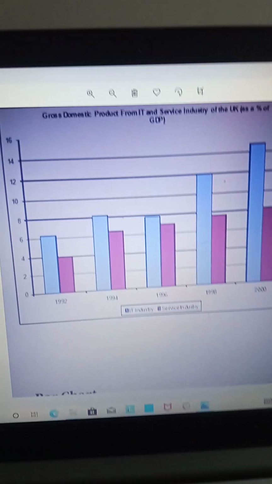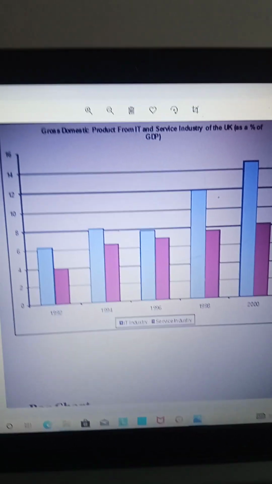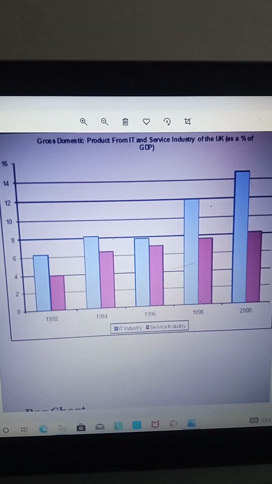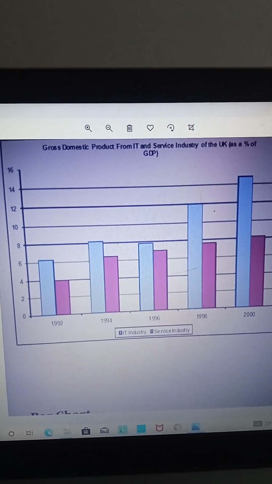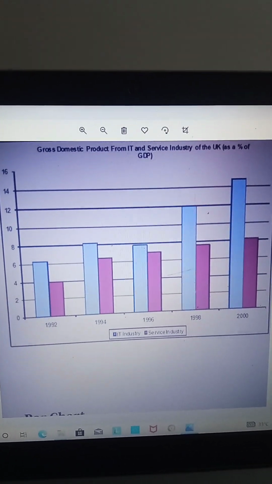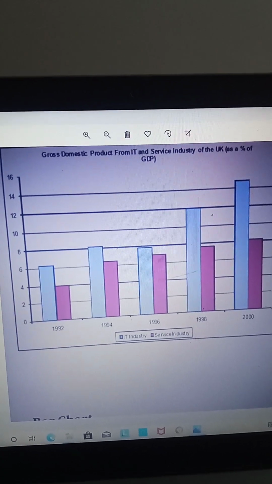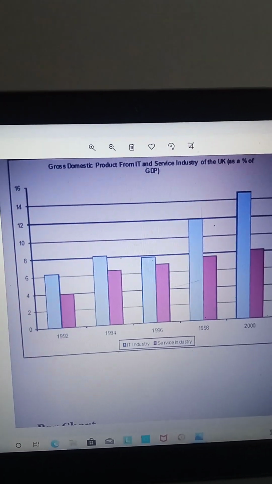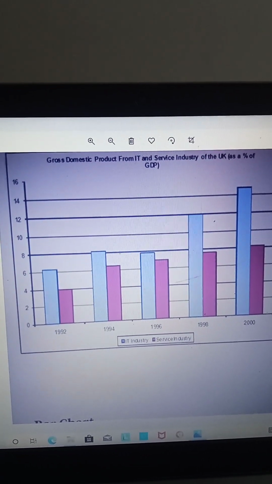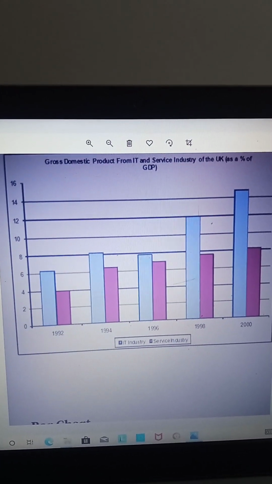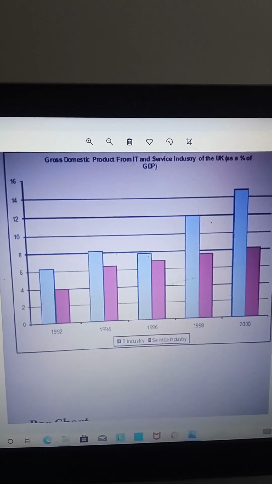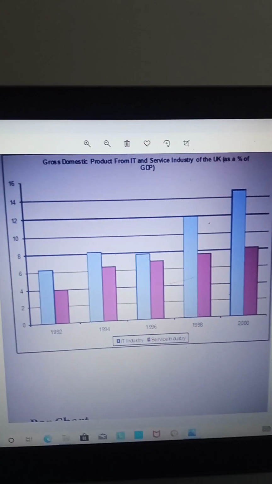So the bar graph will be given like this. Gross domestic product from IT and service industry of the UK. It is measured as a percentage on the x axis, and on the y axis the year is mentioned. So like this it's given for the UK, the gross domestic product, that will be called GDP. So IT and service industry usage.